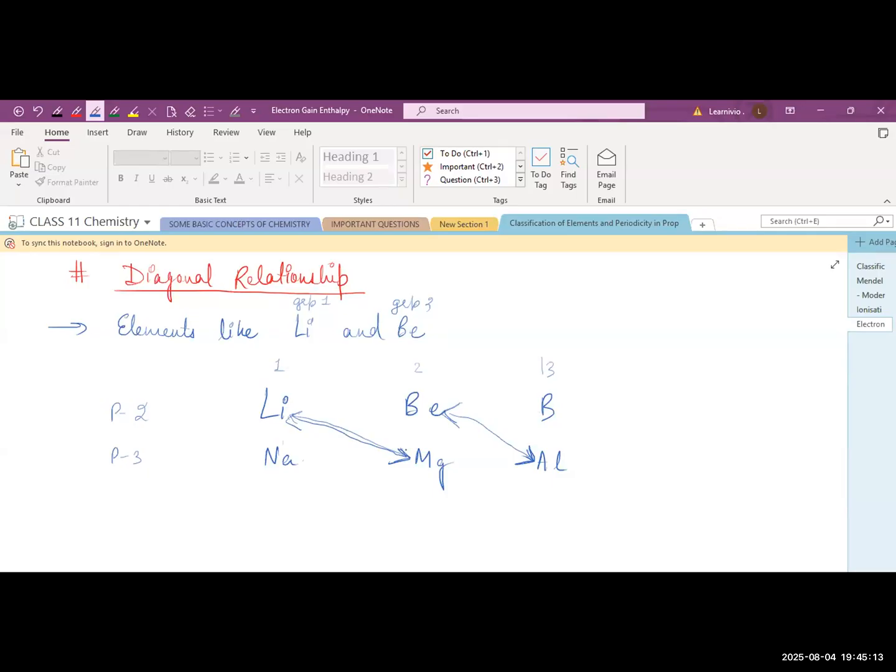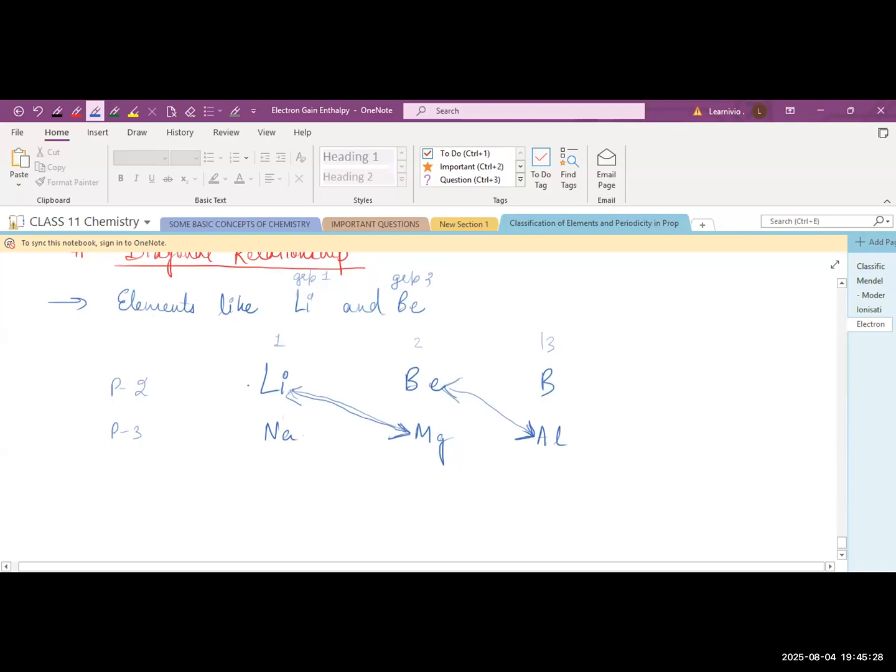And one more reason is that diagonal relationship also arises because of the diagonal similarity of electronegativity. I will write down the values. First just try to understand, then I will write down the notes here. Just like lithium is very much similar to magnesium, beryllium is similar to aluminium, boron is similar to silicon, and so on. So we will basically focus on these two, lithium and beryllium.